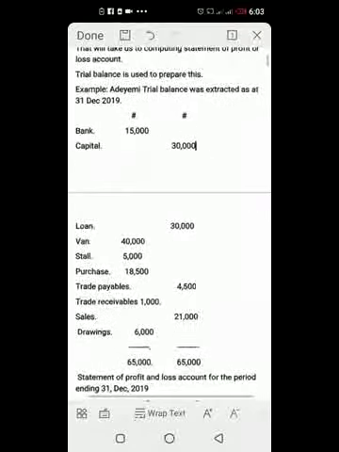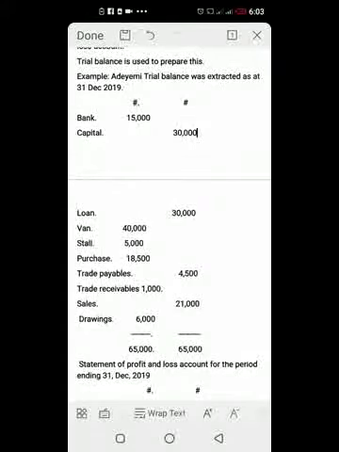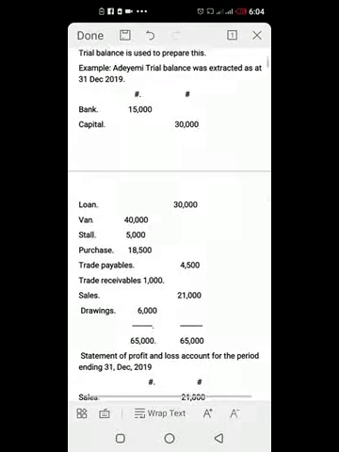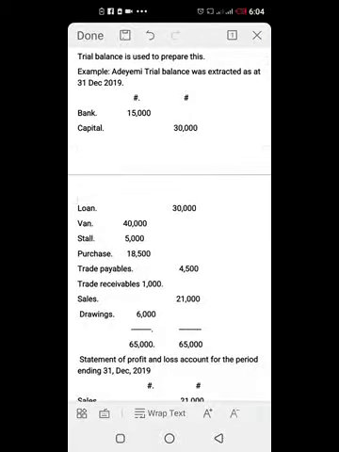The trial balance has already been given, so we do not need to start arranging the trial balance or writing it up. I believe I explained how to go about getting the amounts in the trial balance in the last class. Now, Adeyemi's trial balance was extracted as at 31st December 2019.